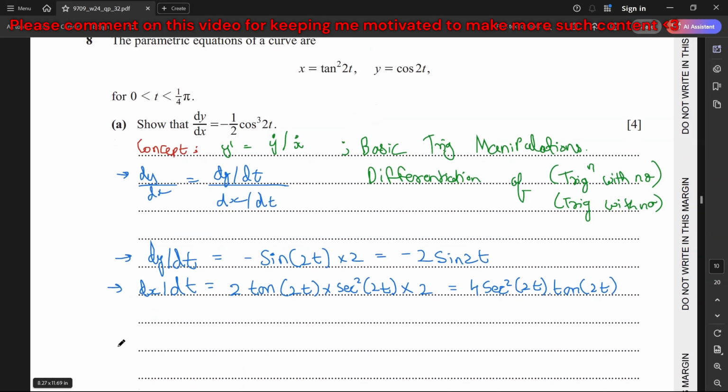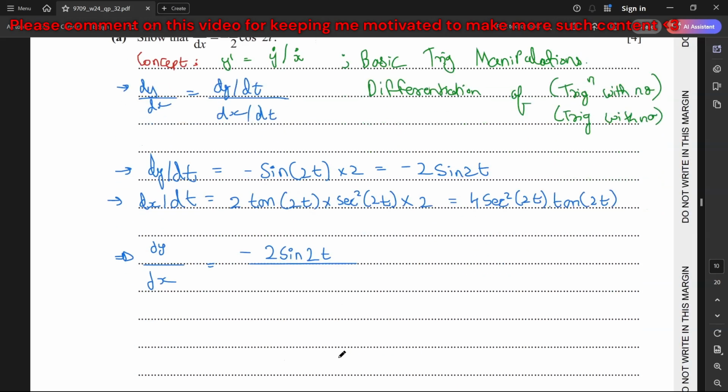And now this implies to find my dy dx, I need to have my dy dt over dx dt, which is minus 2 sine 2t. And then I'm just going to convert my sec and tan into cos and sine as well. So 4 sec squared 2t can be written as what? This is same as writing 4 over cos squared 2t. And tan 2t is same as writing sine 2t over cos 2t.